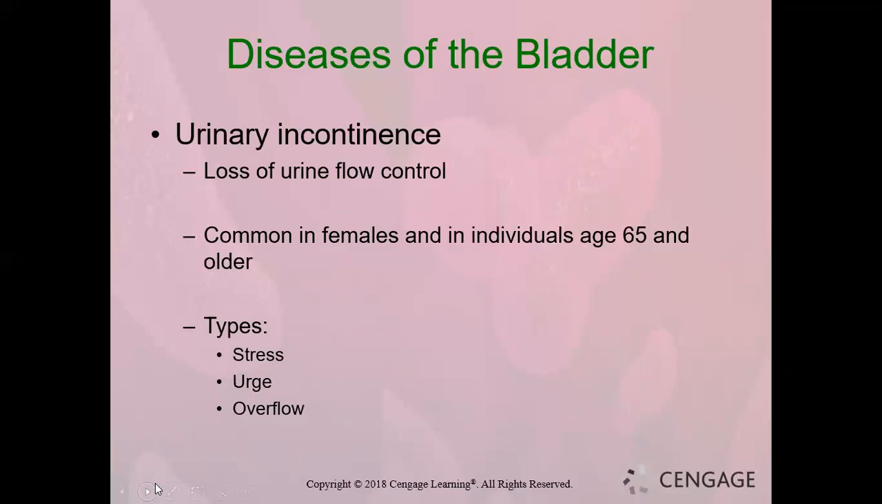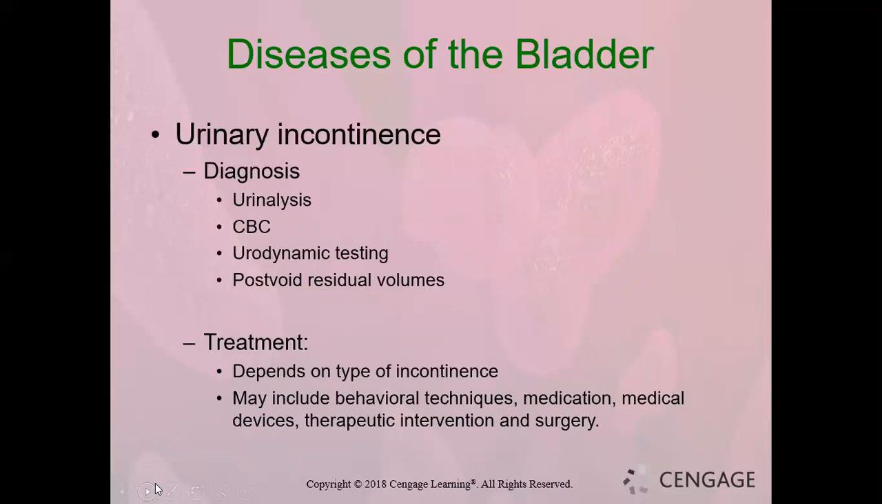Urinary incontinence is just the loss of urine flow control. This happens quite often in women after they've had children and in women over the age of 65. There are different types. There's stress incontinence, urge incontinence, and overflow incontinence.